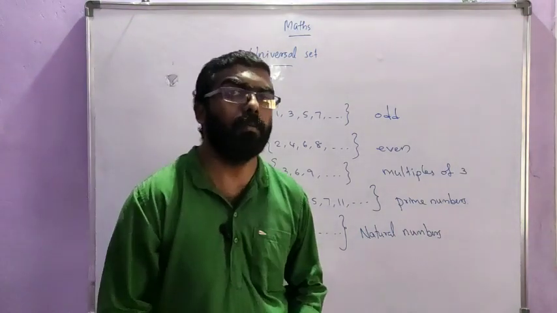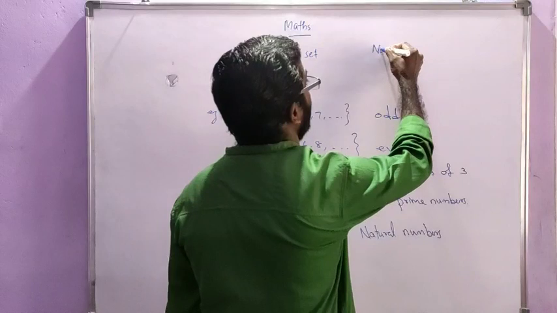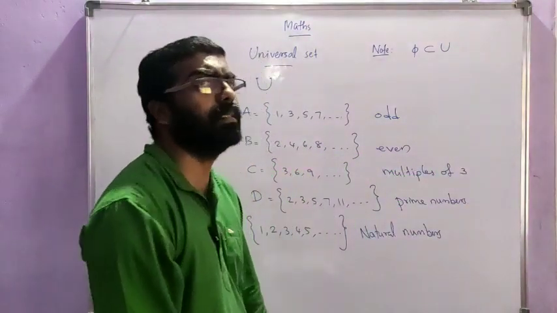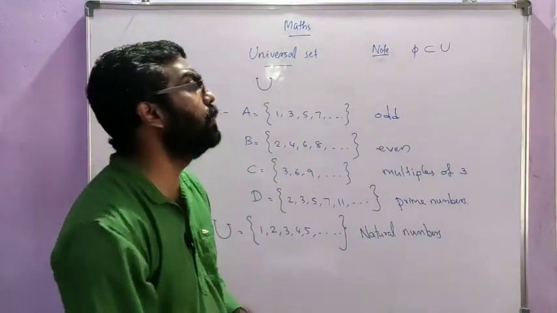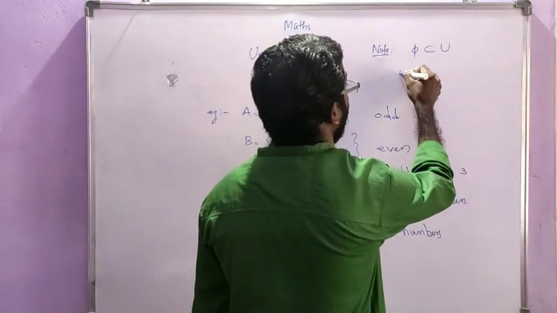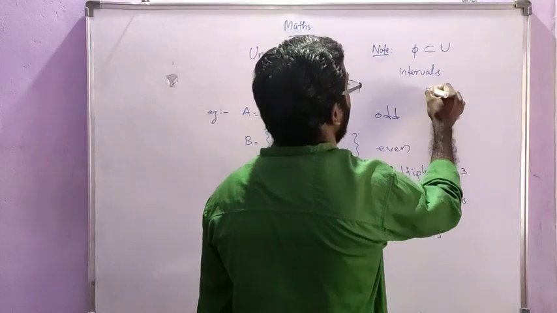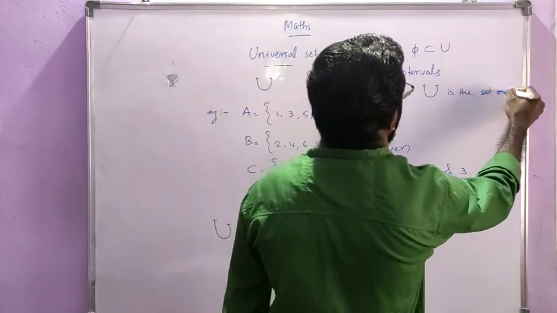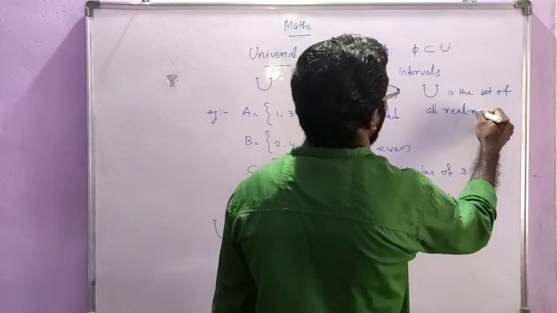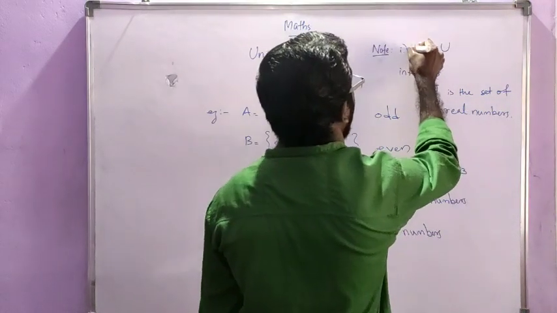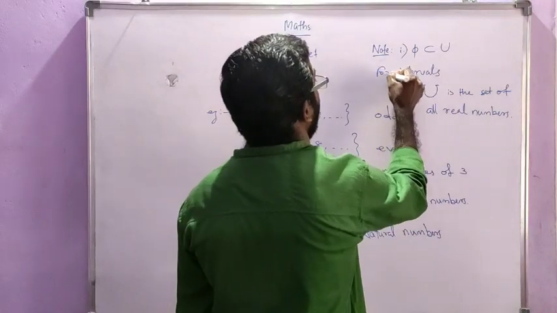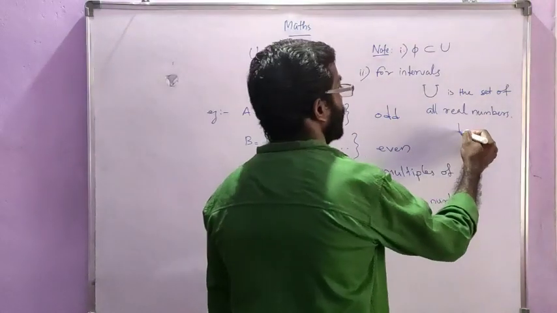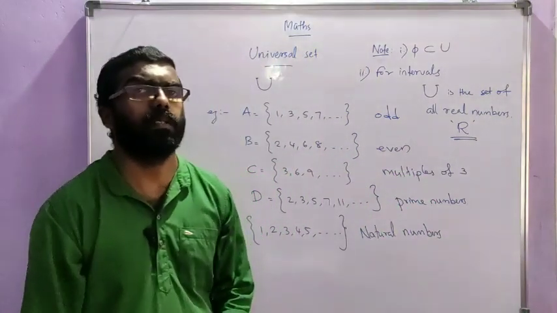And two more important points you have to remember: phi is a subset of U. Phi means the null set, it is a subset of U, and for intervals the universal set U is the set of all real numbers. That means R, the set of all real numbers. Clear?